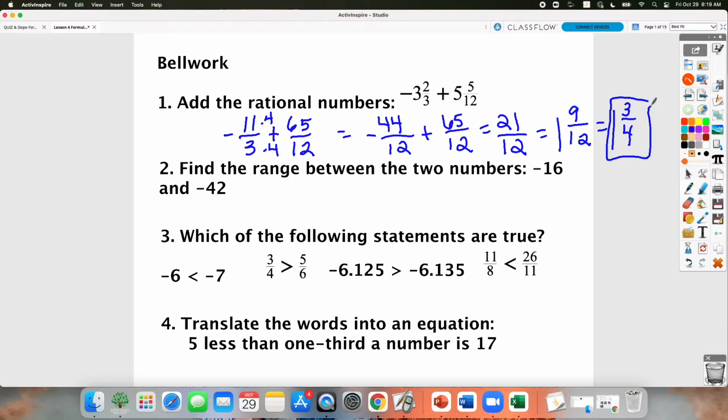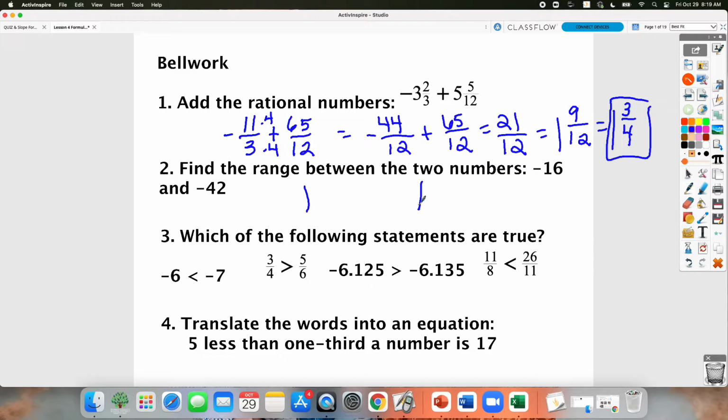Okay, number two, if I'm finding the range, I'm finding the distance between those two numbers. So, Luna, is this going to be an addition problem or a subtraction problem? Subtraction. Absolutely. I'm subtracting the numbers, and then what do I need to put around my subtraction problem? Okay, I'm making them with my hands. What are these symbols called? Absolute value bars. So I'm subtracting the numbers, and I'm taking the absolute value of that difference.